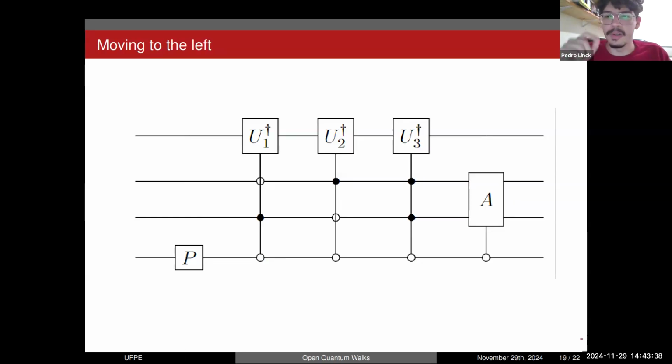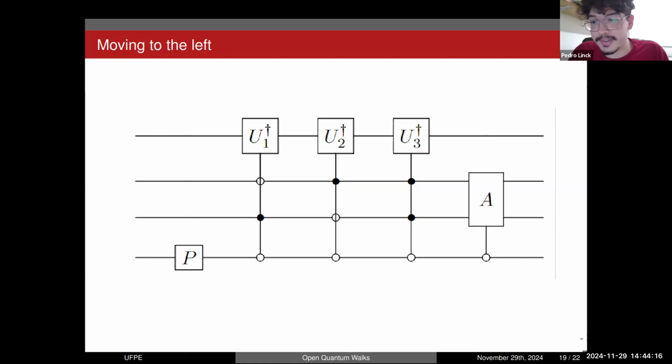If you are on the node 0, 1, we can go back using U1 dagger and apply the antisuccessor. Again, the only problem here is if you are on the node 0, 0, then when you apply the antisuccessor, you are going to the node 1, 1, the last node, and you don't want that. So we have a circuit that moves to the right, but gives a circle, and a circuit that moves to the left, but also gives us a circle. So how can we fix that?